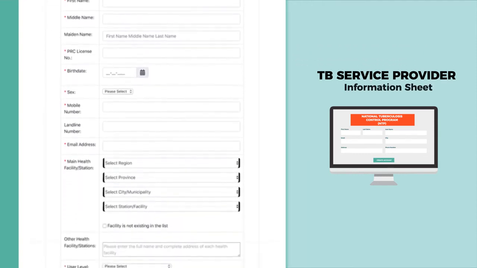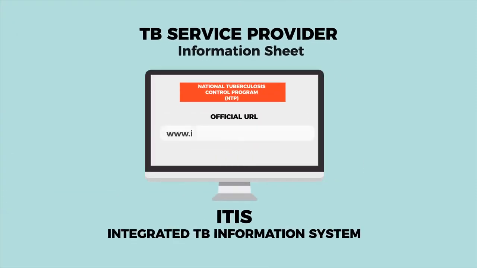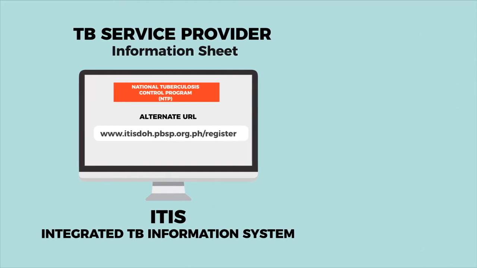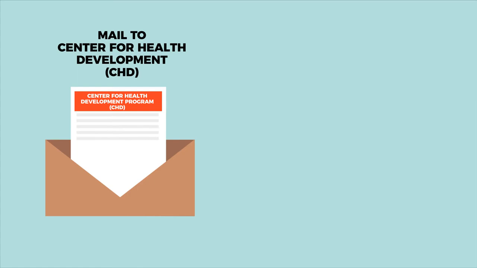This can be done online by visiting the website itis.doh.gov.ph/register or itisdoh.pbsp.org.ph/register, or offline by mailing the form via post to this address.